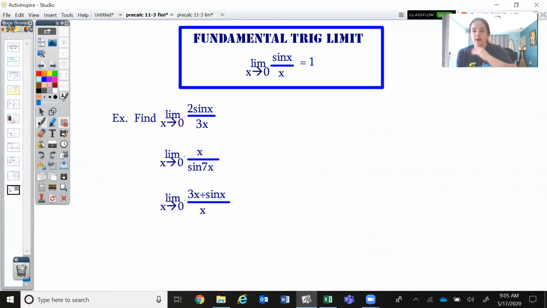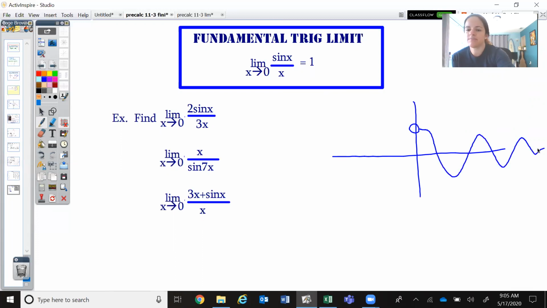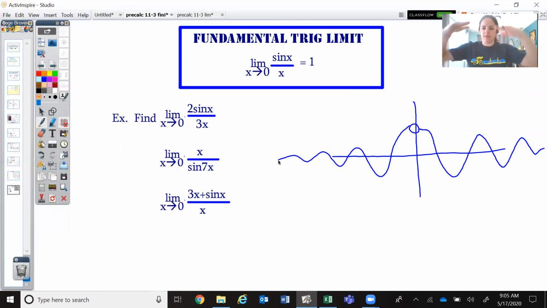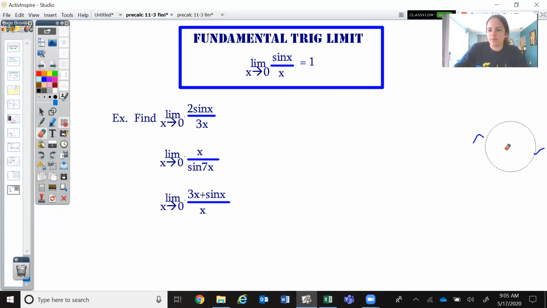So sine x we know oscillates. If I try direct substitution, I get 0 over 0, but there's no hole that I can take out here. So it's not anything that I could actually reason through. However, you can graph this function on your graphing calculator, and it looks like that, kind of, more or less. And so you can see that the limit as x approaches 0 is 1 of this function. And so we can use that to find limits of the examples like I have written down here.